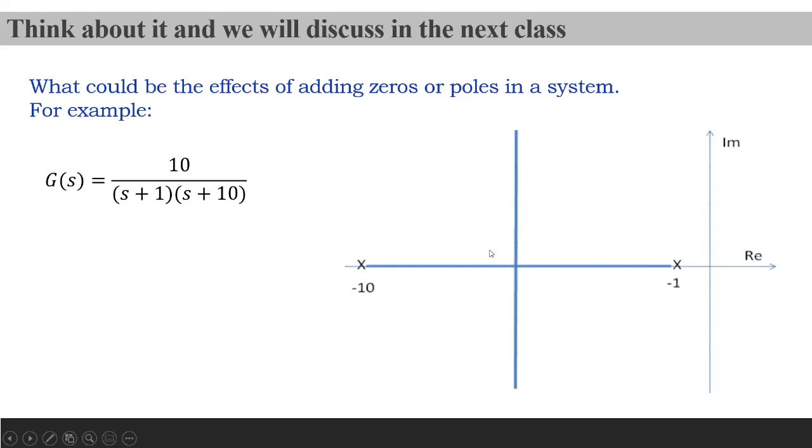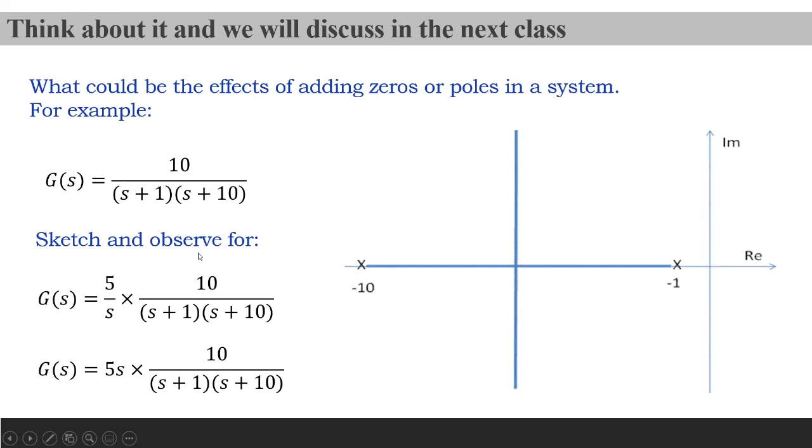The only thing I want you to think about is what happens if I add additional poles, like adding a simple s here to add a simple pole. What could be the effect of adding an additional pole or an additional zero to the root locus? Let's say you sketch and observe what happens if I multiply this by 5 upon s. That adds an additional pole, so what happens to the root locus?